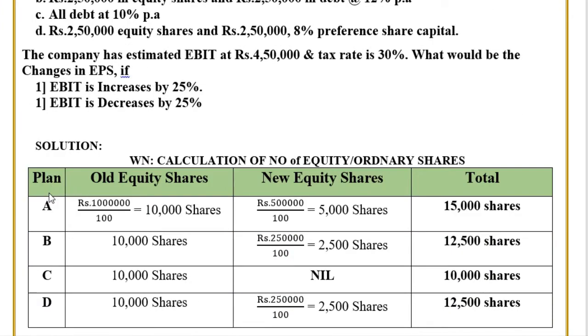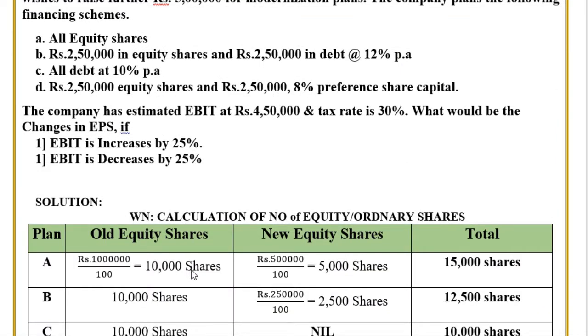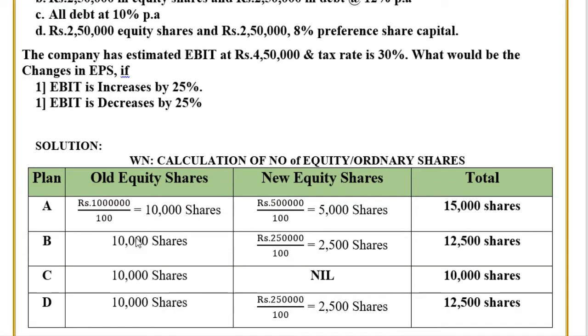See the plans, we have 4 plans here. So old equity shares: this 10 lakh rupees divided by 100 rupees gives 10,000 shares. The old equity shares will be common for all the plans. So once you calculate 10,000 shares, use the same shares for all the remaining plans.